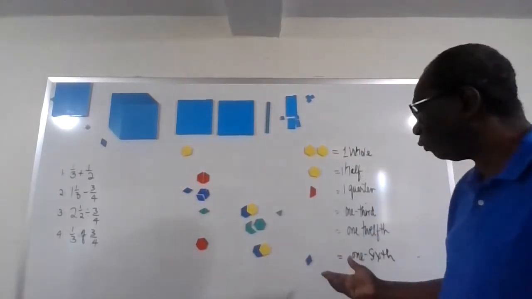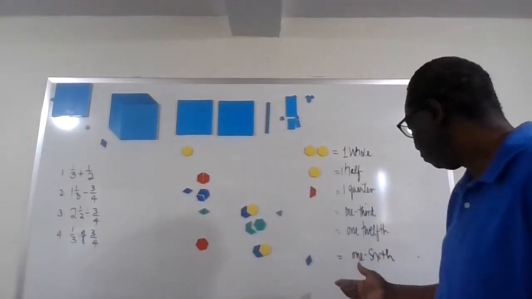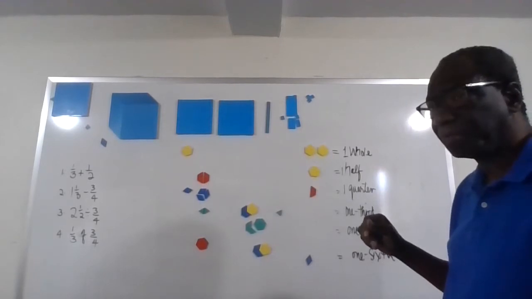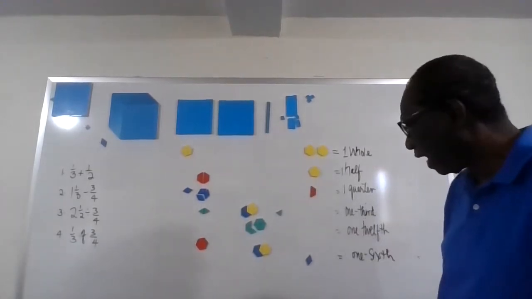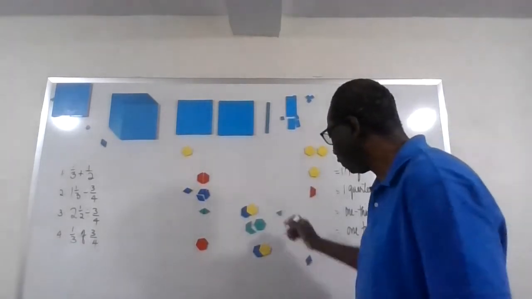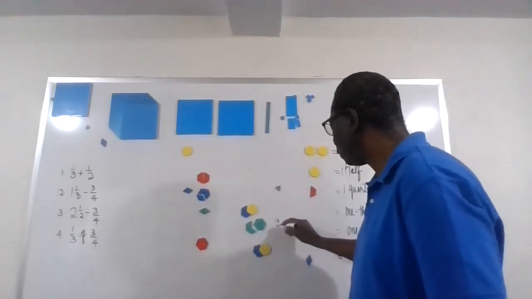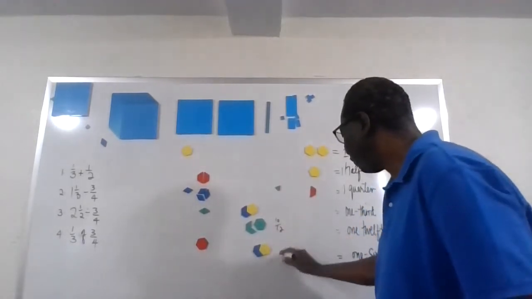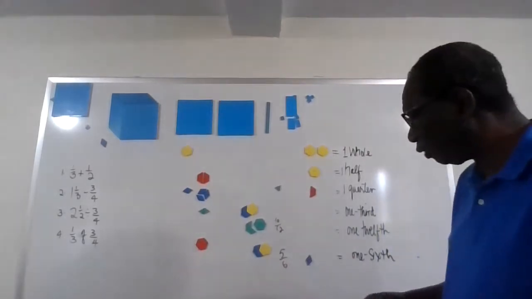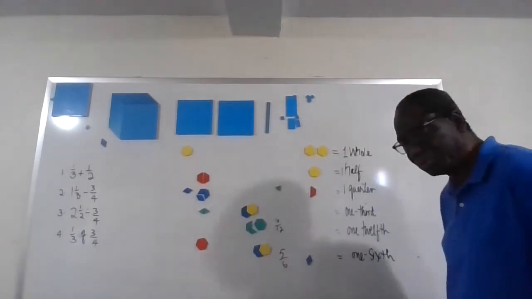So my answer would be 5/6. And you know that 5/6, we said initially the answer was 10 twelfths. We know that 5/6 is equivalent to 10 twelfths.